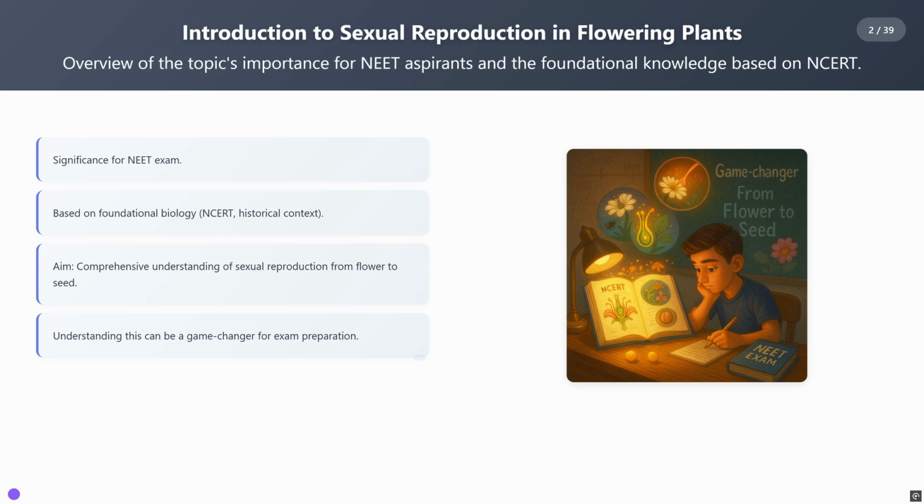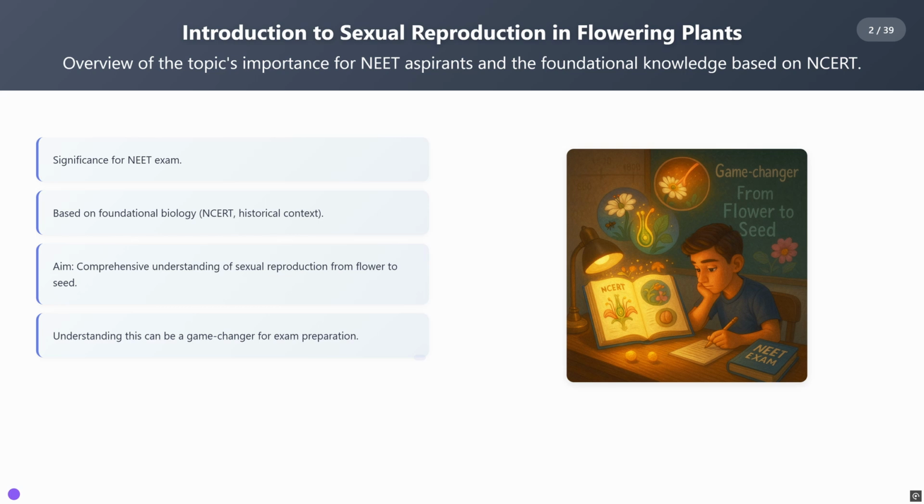Right. And for NEET aspirants, a solid understanding of the structures, the sequence of events, and why they matter in the sexual reproduction of these angiosperms is just vital. Right on. And to make sure we're building on the strongest base, we're doing a deep dive into the core concepts. We're looking at material based on some of the very first biology textbooks for higher secondary schools by NCERT, actually going back to 1964.